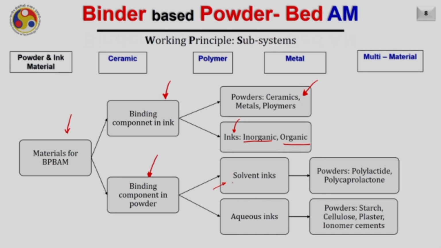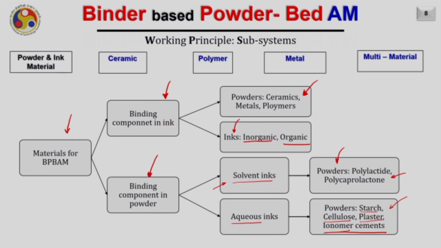Assume that it is a solvent ink. Then the possible powder particles for that case are like polylactide and polycarbonate, as you are seeing here. If the ink is an aqueous ink, then the possible powder particles are like starch, cellulose, plaster and ionomer cements. You are very much familiar with these powder particles.